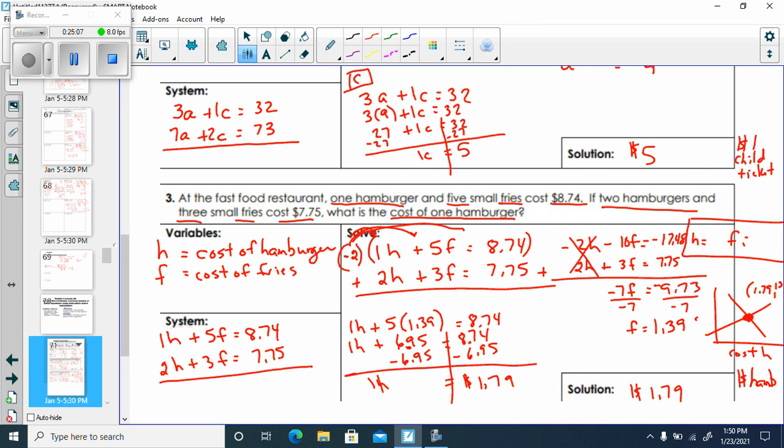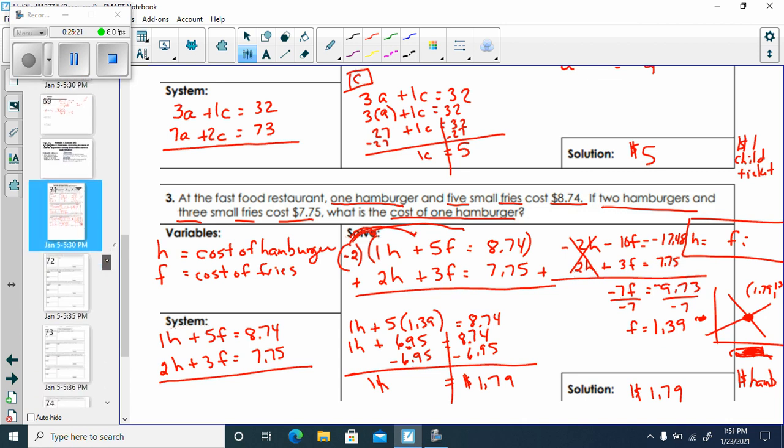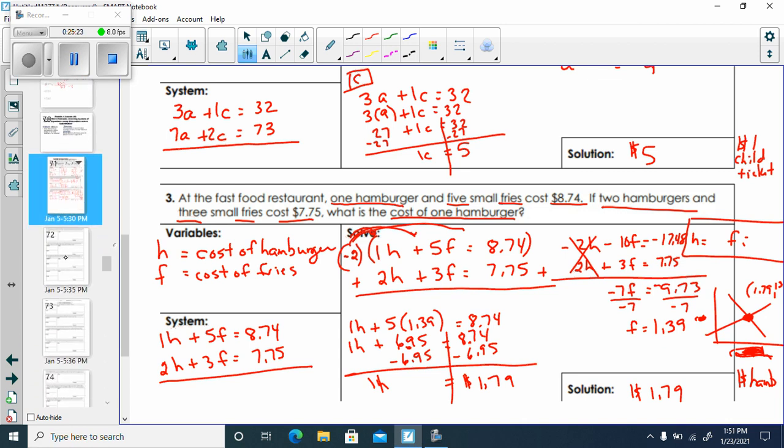This would be cost of fries, okay? All right, guys? So it's pretty simple, and that lets you figure it all out there. These are actually real world scenarios. This is how it's used in the real world. Okay? Let's look at another batch.